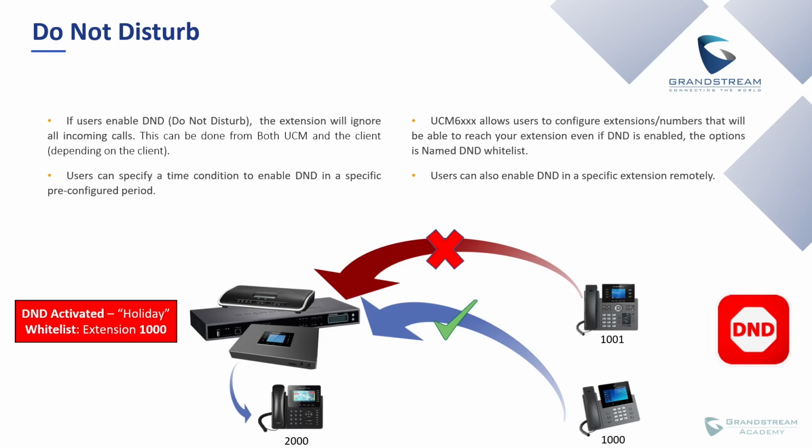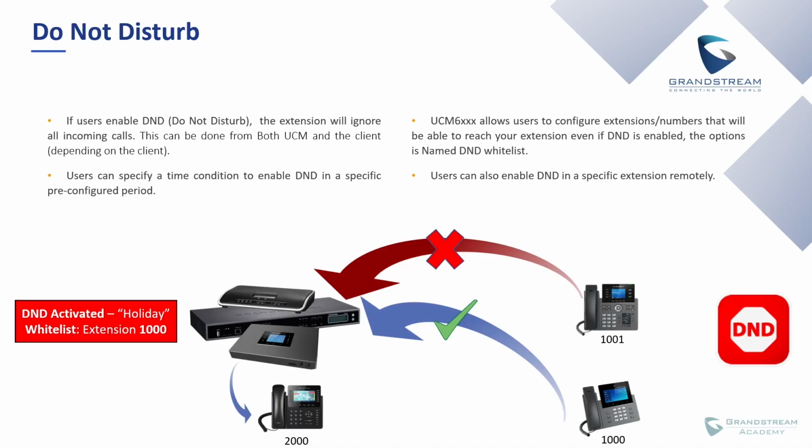DND can be configured to get activated in a specific pre-configured period like holidays or after the office working hours, for instance. And just like call forwarding, the DND feature can also have exceptions to make some phone numbers reach your phone and ignore the rest.